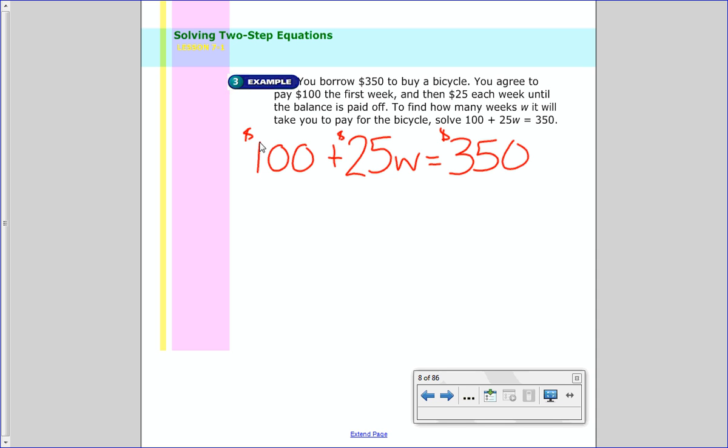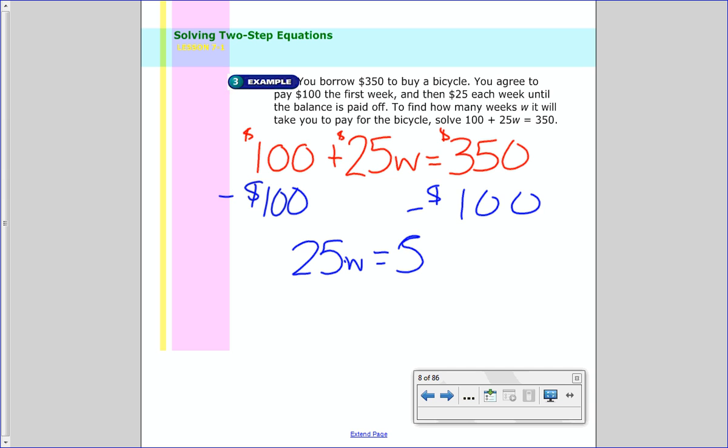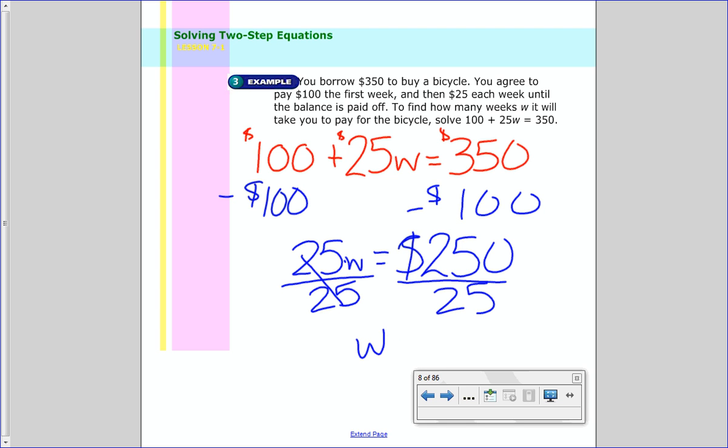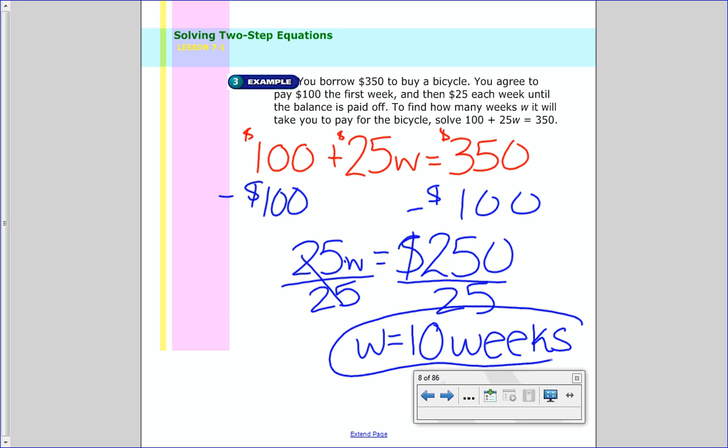All right, let's solve this. First, I have to take away the $100 that you already paid. And I'm left with $25 per week until I get to $250. Well, 25 times W, so I divide. And I find out W is equal to 10. So it would be 10 weeks for me to pay off this bike. And again, you do need that label of weeks because it is a word problem.